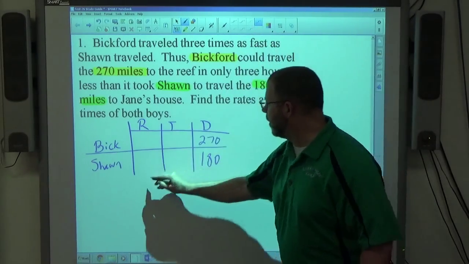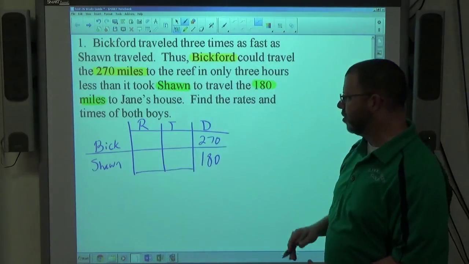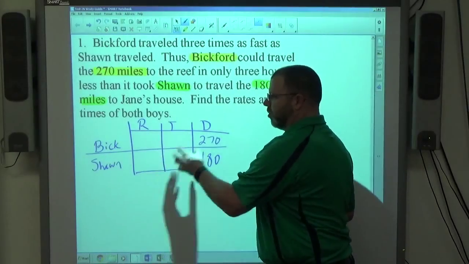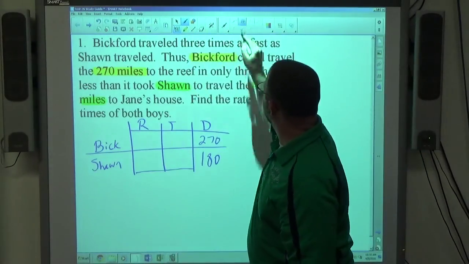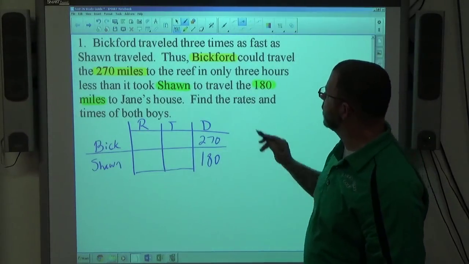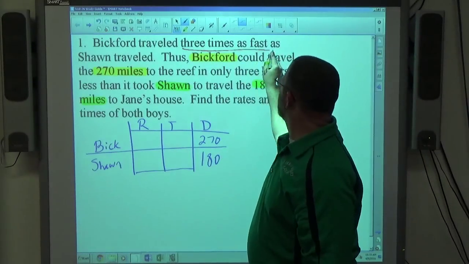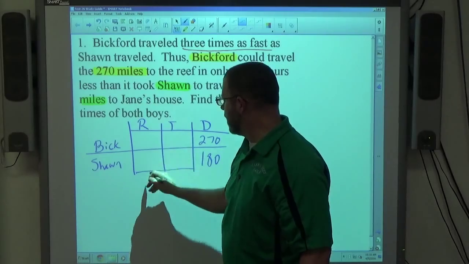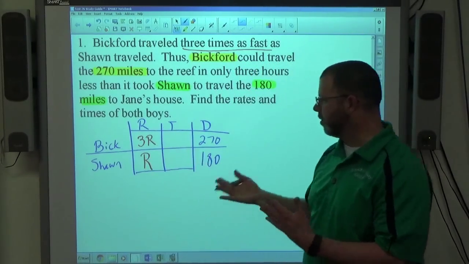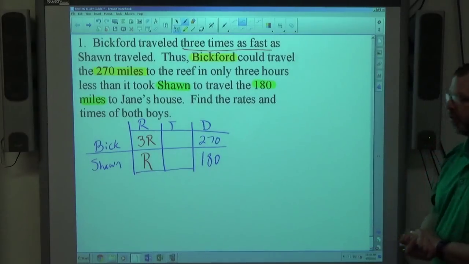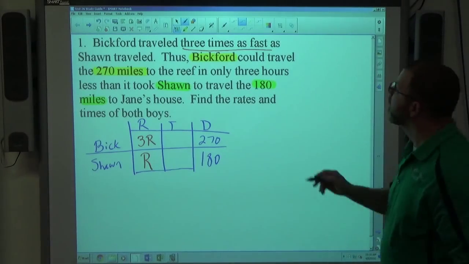Once we've established that we know that information, my next job is to establish the rates and times using variables for all 4 of those ideas. And we're looking for clues in the problem in order to establish that. So Bickford's traveling 3 times as fast as Sean. So Sean's going some speed, Bickford's going 3 times faster than him. So R and 3R represent their speeds, using the same variable to represent both.